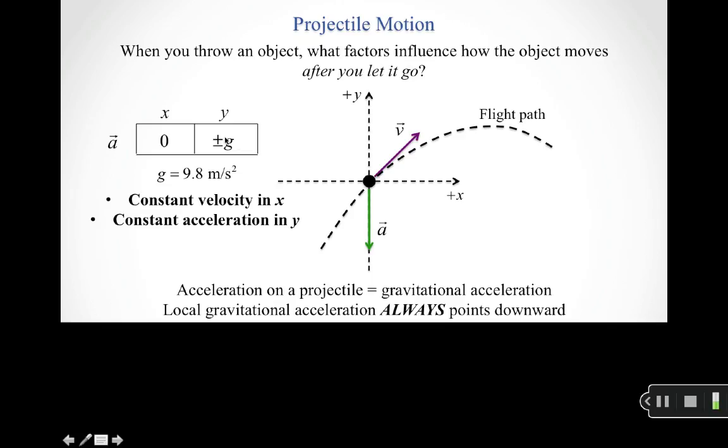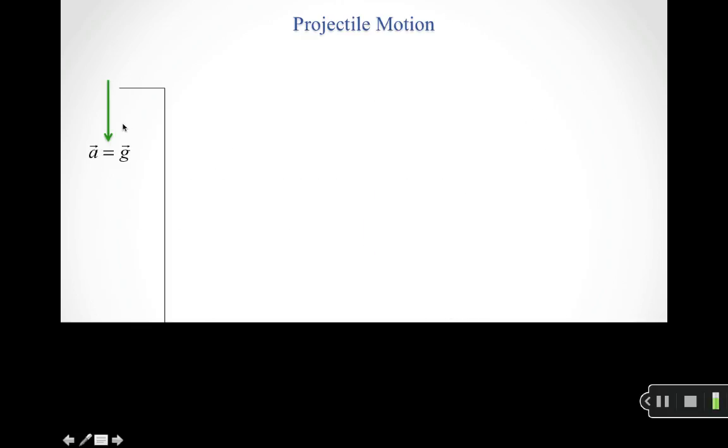So what we're going to see in projectile motion is that I will have constant velocity motion horizontally, and constant accelerated motion vertically. So let's see how that comes about. So again, I know what's going on with the acceleration acting on my projectile after I let it go. Fine.